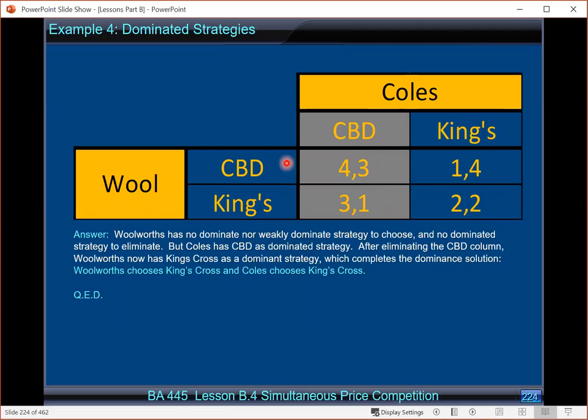That helps the row chooser to figure out, well, if I know for sure this column is not going to be chosen, it's going to be this column, I am definitely going to choose this second row. So this is our dominant solution in this case, that Woolworth picks King's Cross and Kohl's picks King's Cross. That is the dominance solution.